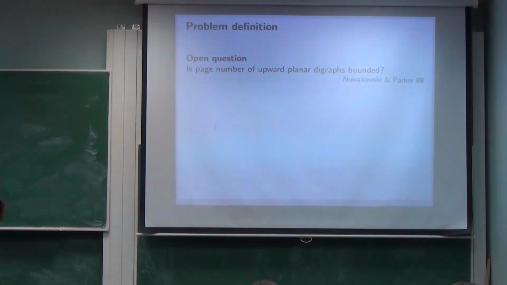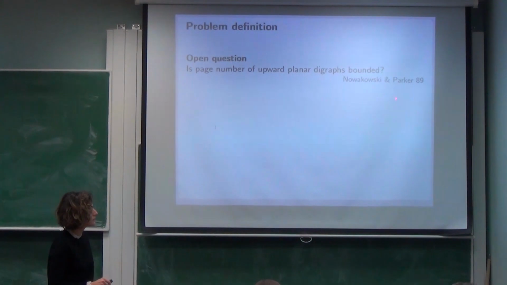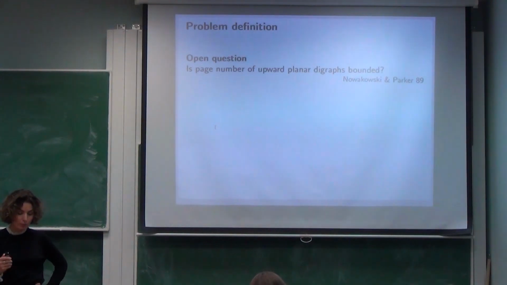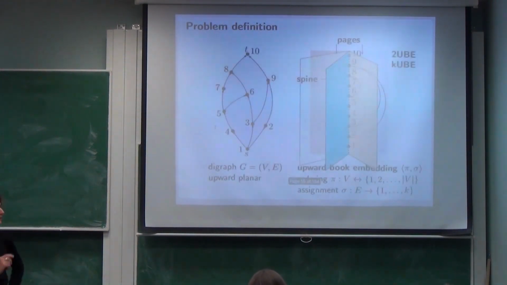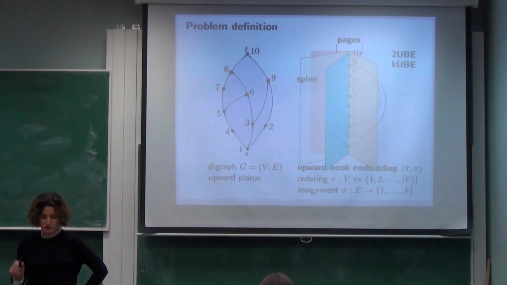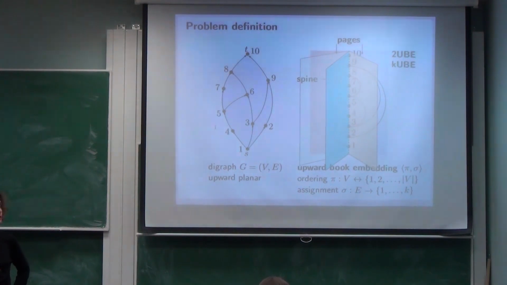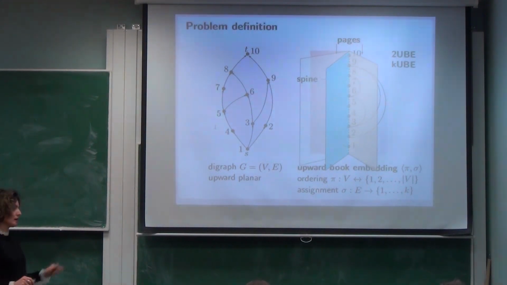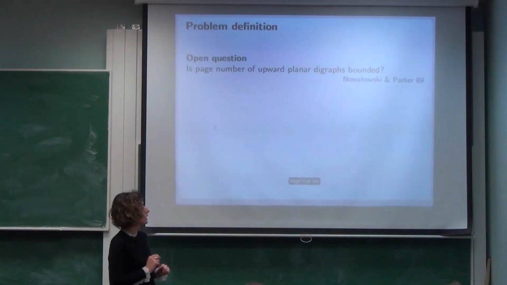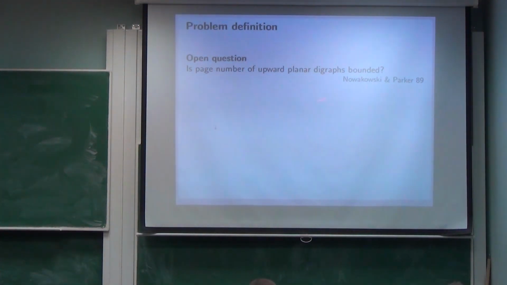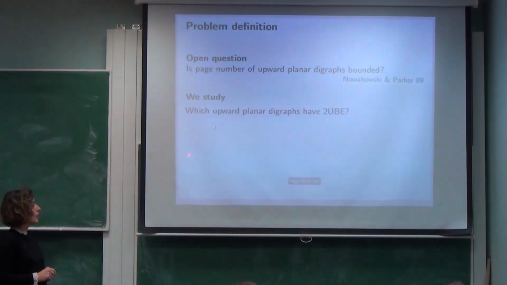So the main open problem, which was popularized by Nowakowski and Parker back in 1989, is whether the page number is bounded. Let me go back to something that I didn't say. The minimum number of pages that you need in order to construct an upward book embedding is called the upward page number of an upward planar digraph. So the question whether the upward page number of upward planar digraphs is bounded is open. So we don't know that.